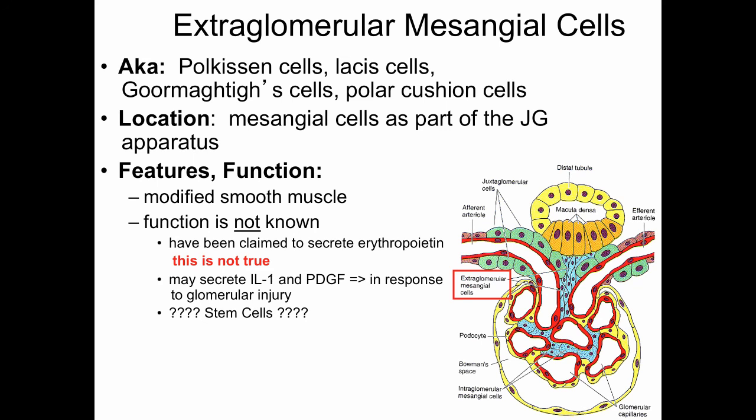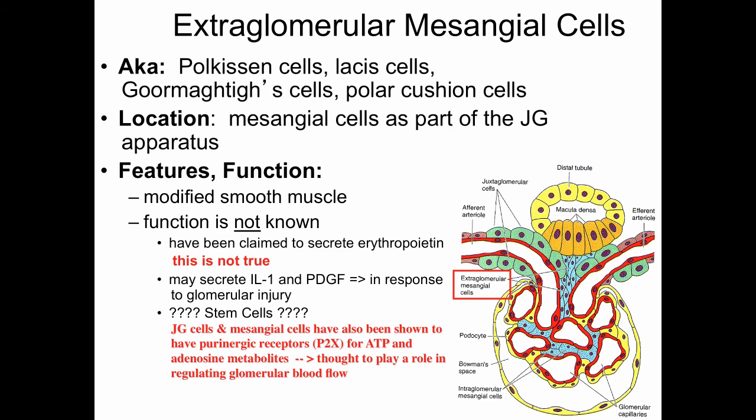It has been claimed incorrectly that these cells secrete erythropoietin. That is absolutely not true. They do not secrete erythropoietin. They may secrete things like interleukin-1 and platelet-derived growth factor, so some people think they may play a response role to glomerular injury, and some people have suggested that they may be stem cells for some of the kidney tubule cells, but that is not totally clear right now.